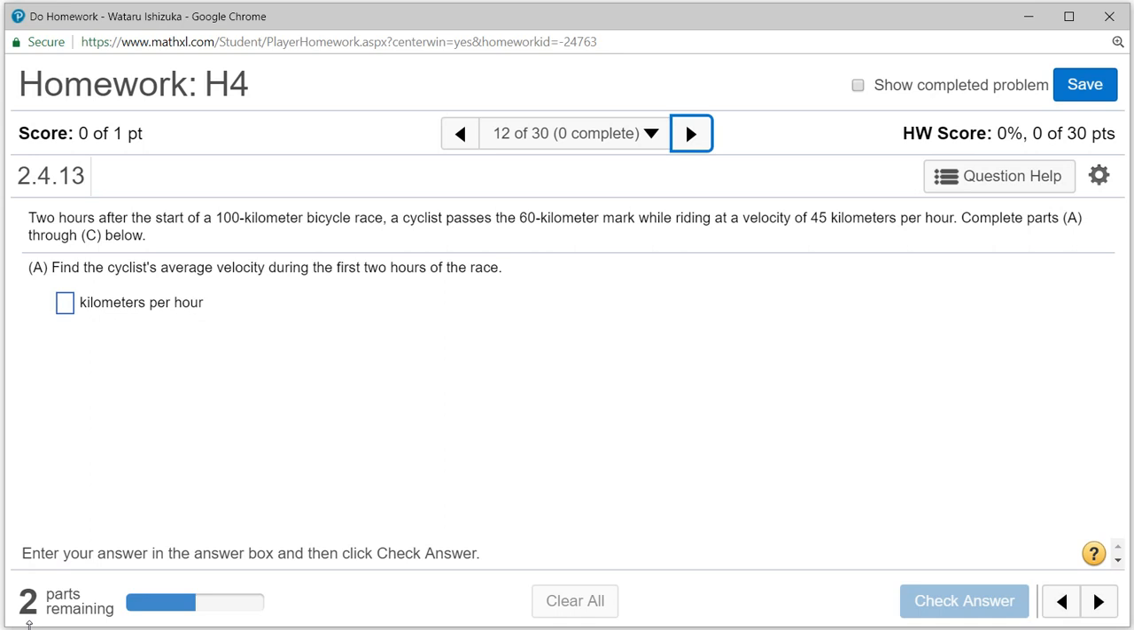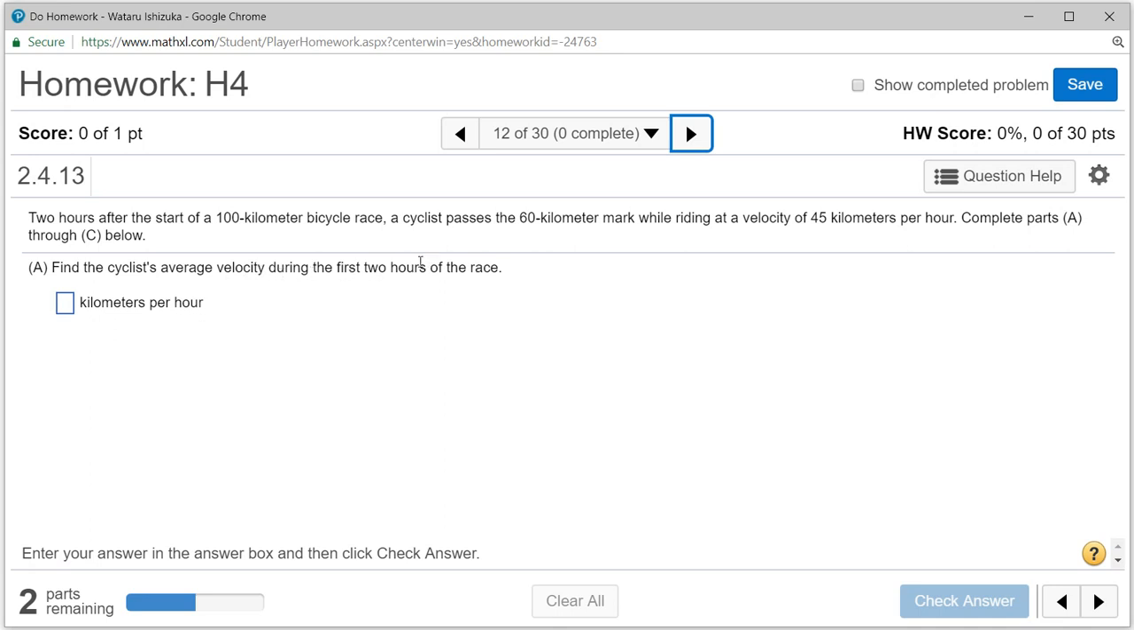All right, let's look at the homework for problem number 12. It says this: 2 hours after the start of a 100-kilometer bicycle race, a cyclist passes the 60-kilometer mark while riding at a velocity of 45 kilometers per hour. All right, so let's look at part A. Find the cyclist's average velocity during the first 2 hours of the race.